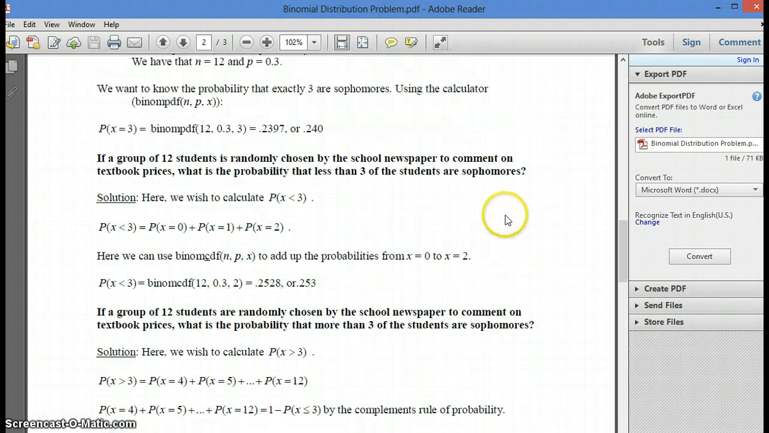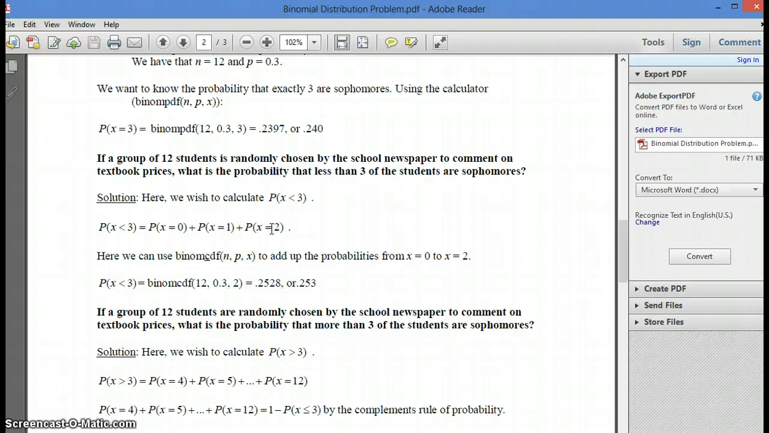In the second case, we have a group of 12 students, and we want to know the probability that less than 3 are sophomores. So we want to calculate the probability that X is less than 3. Well, what does less than 3 mean? That there are either no sophomores, or 1 sophomore, or 2 sophomores. So I want to add up the probability that there are no sophomores, plus the probability that there's 1 sophomore, plus the probability that there are 2 sophomores.